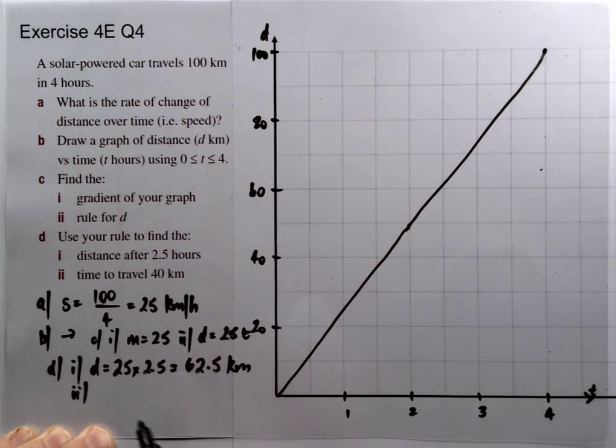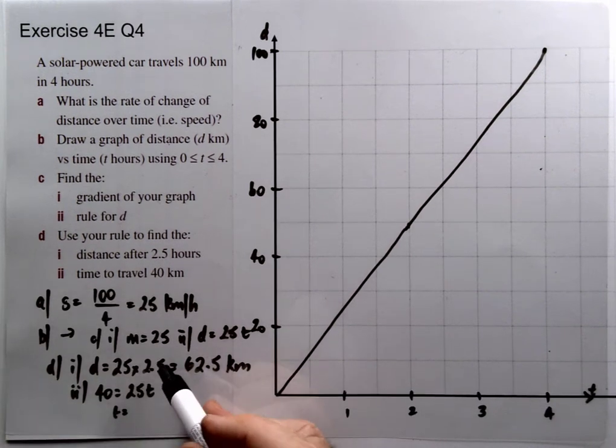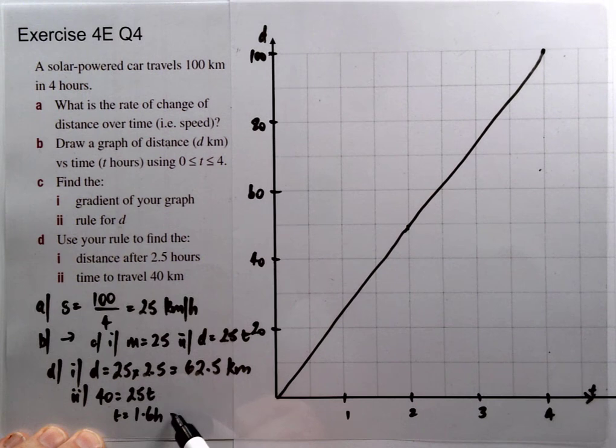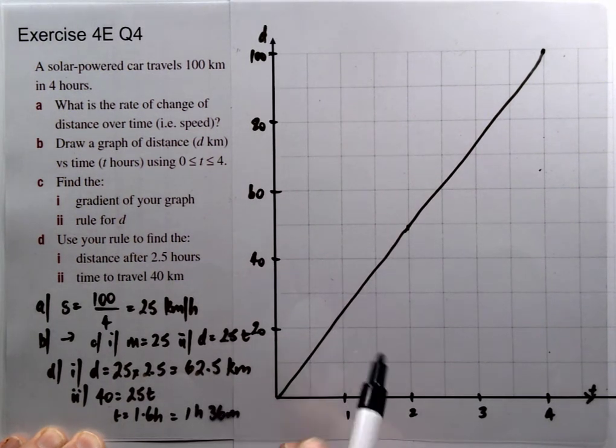The time to travel 40 kilometres. So again, we replace the d with 40. So we've got 40 is equal to 25 times t. Dividing both sides by 25, we're going to end up with, I better just check it before I embarrass myself. Yeah, so we've got 1.6 hours. Now that's a weird amount of time, so let's press the degrees, minutes, seconds button on our calculator, and we're going to get 1 hour 36 minutes once we interpret that.